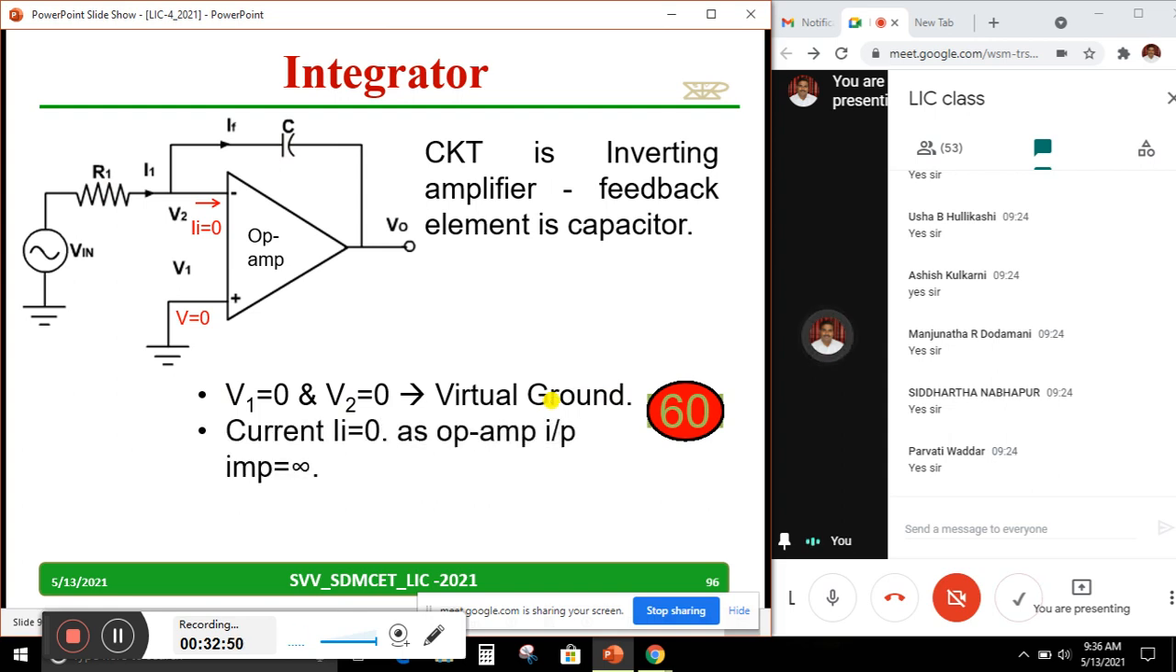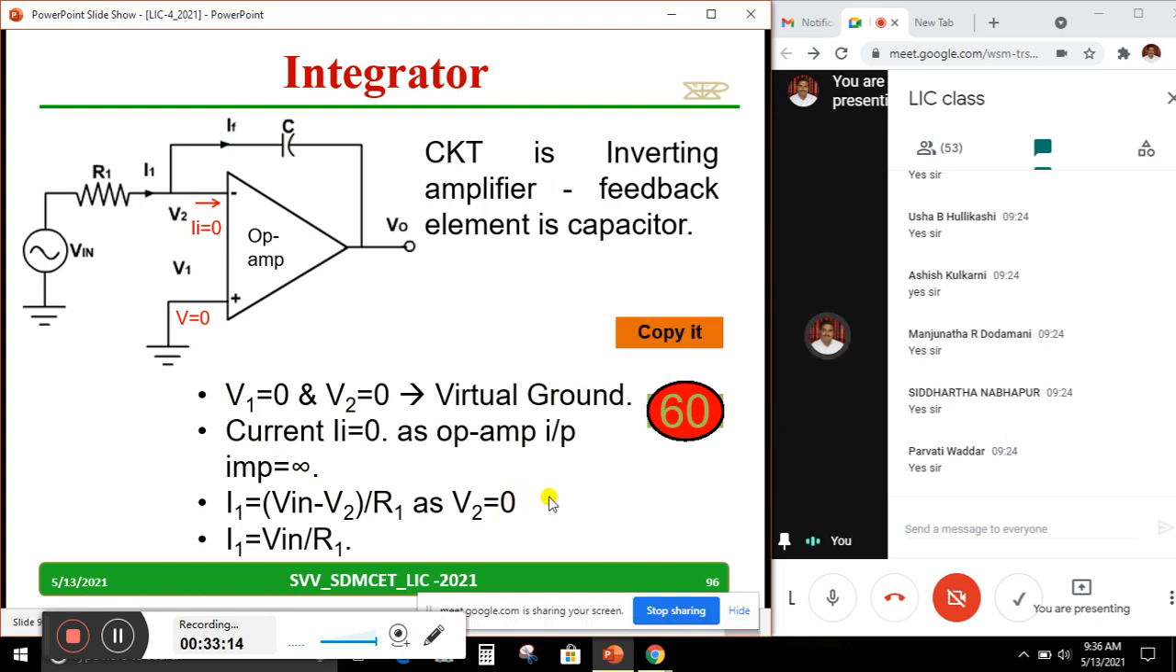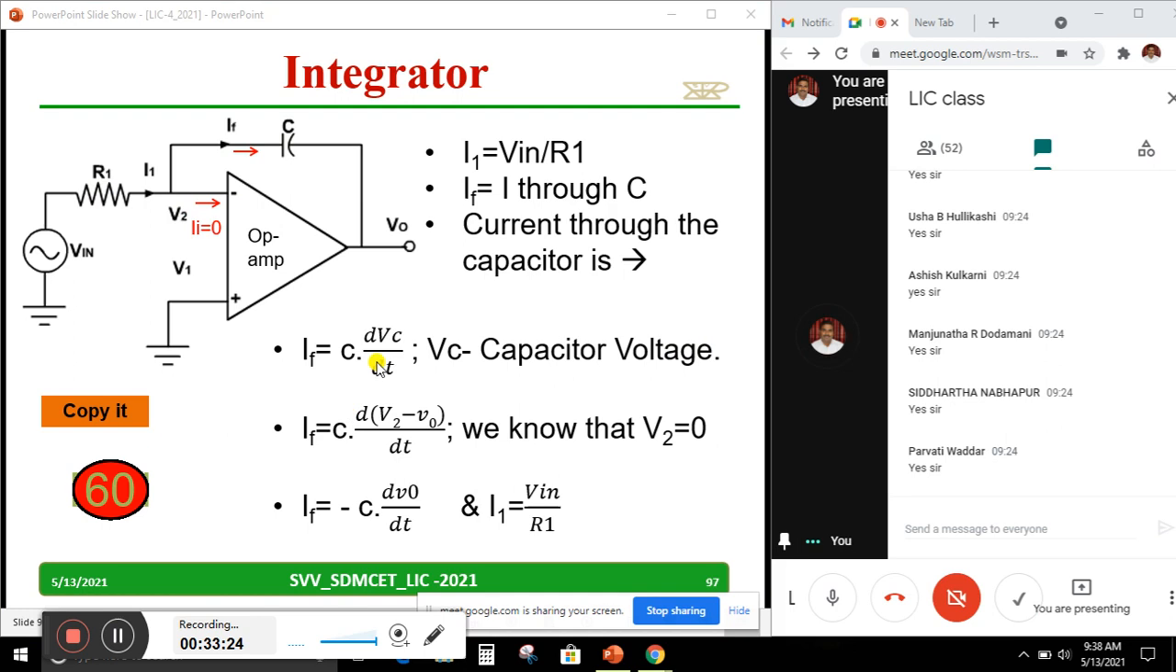Current II equal to 0. Why II equal to 0? The reason is op-amp input impedance is infinity, so the current inside the op-amp is 0. Hence whatever is flowing as I1 will remain the same, IF. And I1 is given by Vin minus V2 divided by R1. As V2 equal to 0, what do I get? I1 equal to Vin divided by R1. You can copy down these two lines and the circuit diagram.